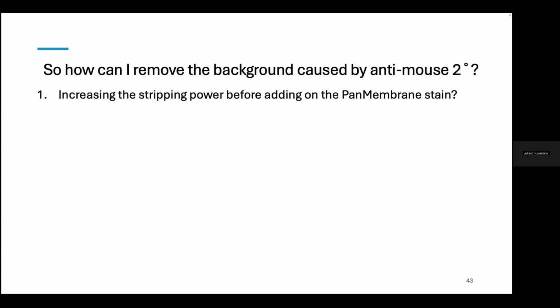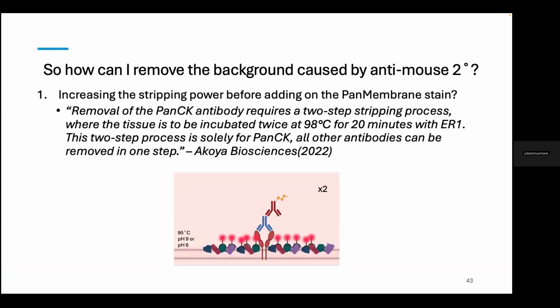So how can I remove the background caused by the anti-mouse secondary? Well, my first thought was to increase the stripping power before adding on the pan-membrane stain. The reason I thought of this is because I went into the literature and did a quick bunch of literature searching, and I found that Akoya Biosciences, which is the company where we get all of our reagents from, they have pre-made kits, and one of their kits has a pan-cytokeratin marker in it with the same clone that we're using. And they said that for their kit, specifically for that clone, you had to use 2 rounds of epitope retrieval, something you did not need for the other markers, which then basically confirmed my assumption that this clone is incredibly sticky and will stick to its epitope better than the other antibodies that I usually work with.